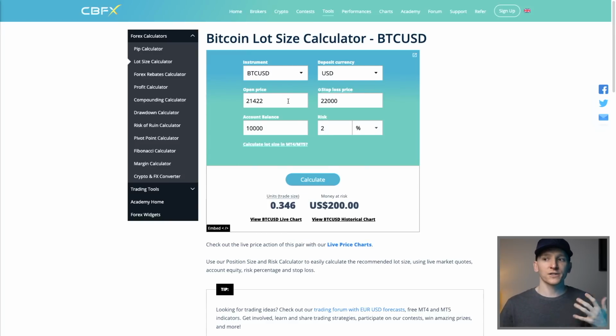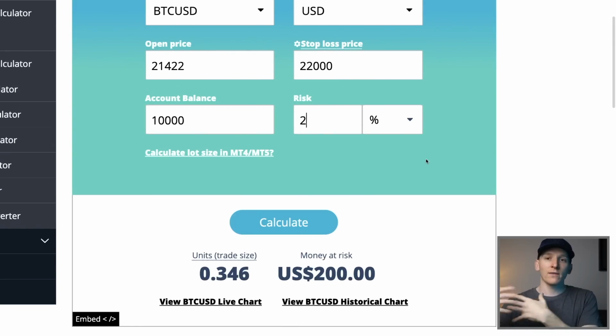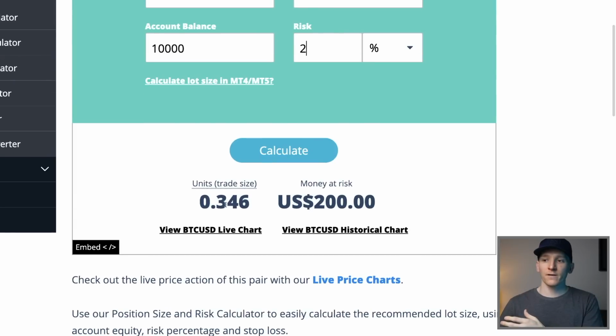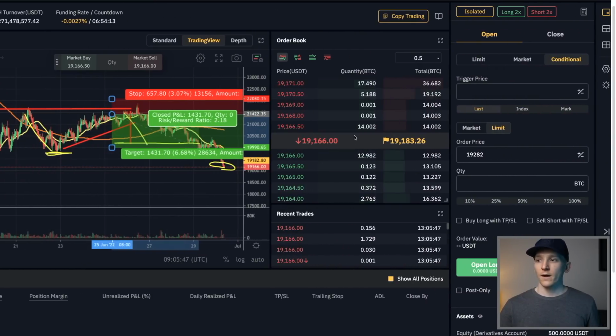Why? Because it's just worked out from your open, your max potential loss, which is the stop loss price. So your open, your max potential loss, your account size, and how much risk you're taking in that max loss scenario is going to tell you how big a position size you can get in at. So 0.346. I'm going to go short here. So you just go over, put the price in, which would have been 21.422, then you do the quantity and open your short position like that.